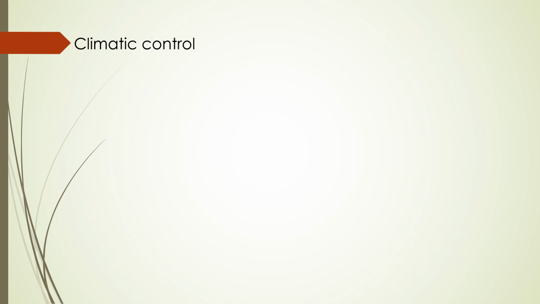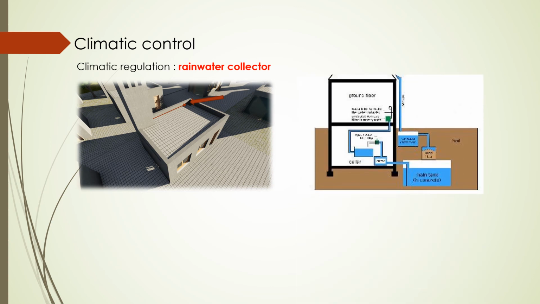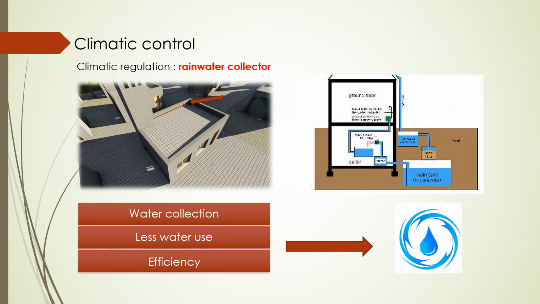Another way of climatic control is the addition of a rainwater collector. How is rainwater collected? First, an inclination of the roof is a must, so all rainwater can be drained into the drain. All rainwater is collected in a tank underground. This way, the user could use reserved water instead of consuming it from any other resources. It is mainly for water collection, less water use, and of course, the efficiency to save water in the long term.